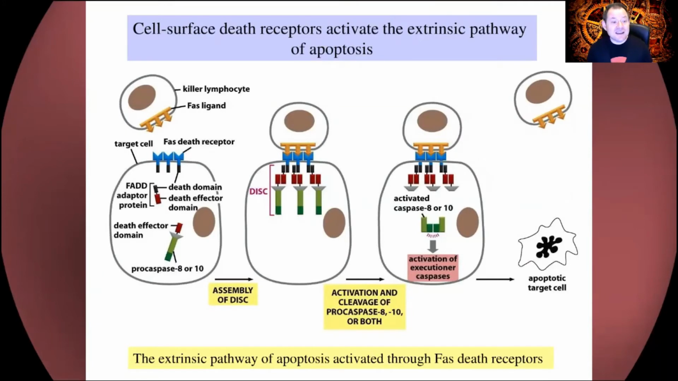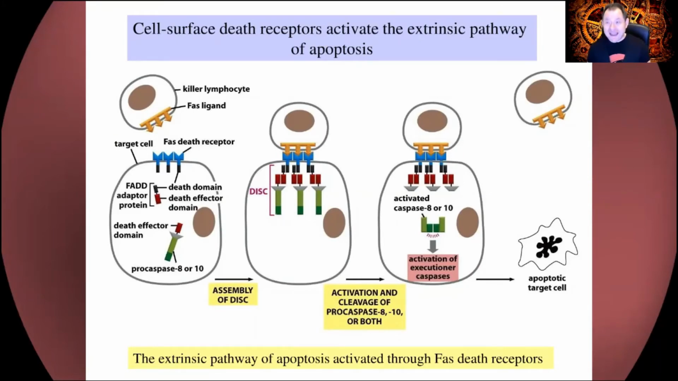Another thing that has a death effector domain are the procaspases. These procaspases that are involved in the extrinsic pathway, so procaspase 8 or 10, again are just floating around in the cell. But when the Fas ligand binds to the Fas death receptor, which activates the death domain of the Fas death receptor, sticks to the death domain of the Fad adapter protein, lining everything together, the procaspases stick their death effector domain against the death effector domain of the Fad adapter protein.